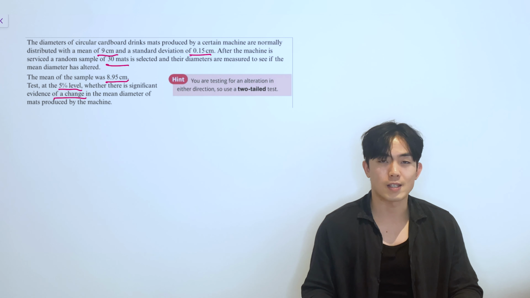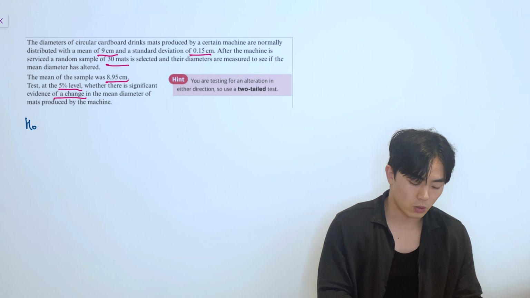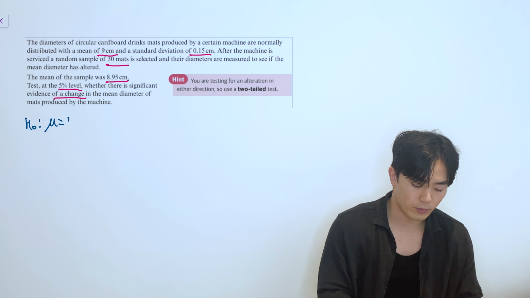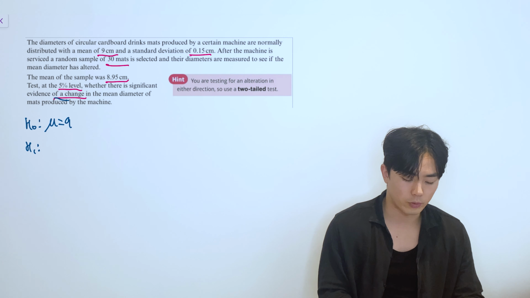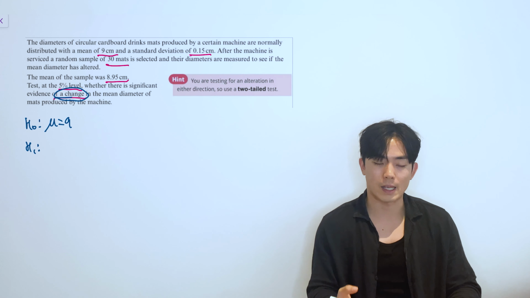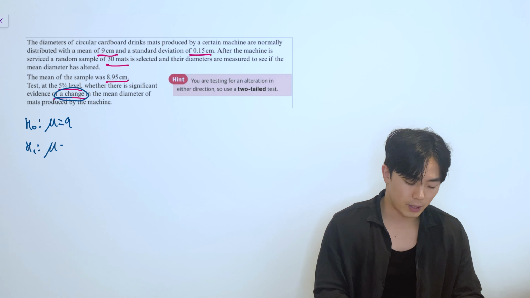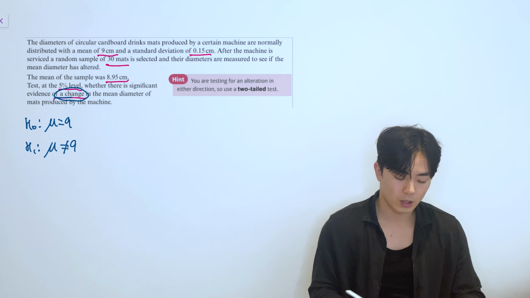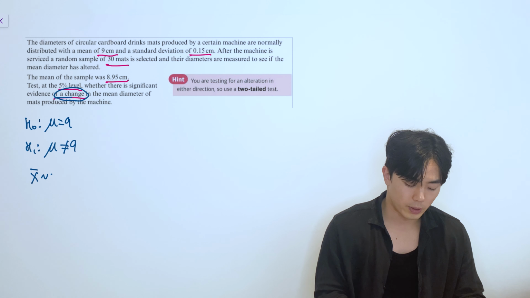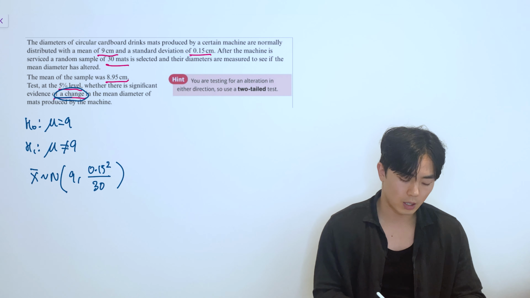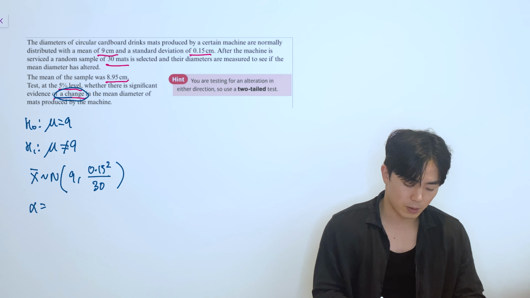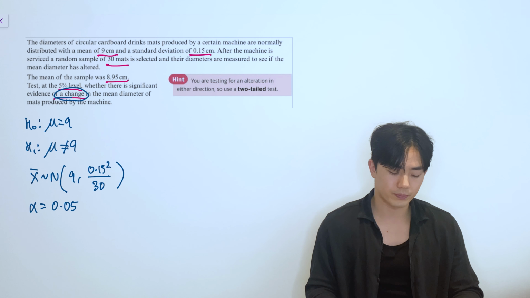So you should realize now, H naught, first things first, H naught originally was mu is 9. H1, this is actually a two-tailed test, right? Because it's asking for a change, it doesn't really specify whether it's bigger than or less than. So therefore mu would be not equal to 9. Our x-bar distribution will be normally distributed. Mean originally was 9. Variance is 0.15 squared over n, so over 30. Our significance level alpha is 5%, so 0.05.